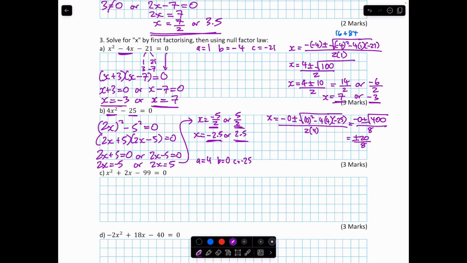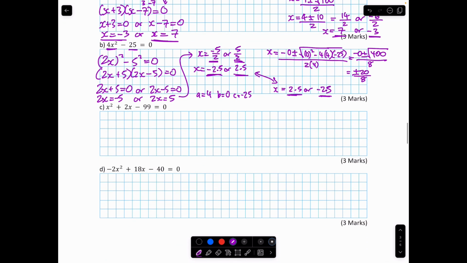So you've got 20 divided by 8 is 2.5. So it's either positive, so x is equal to positive 2.5, or negative 2.5, like you got using the proper way. They're the same. Up to you if you want to use quadratic formula or not.